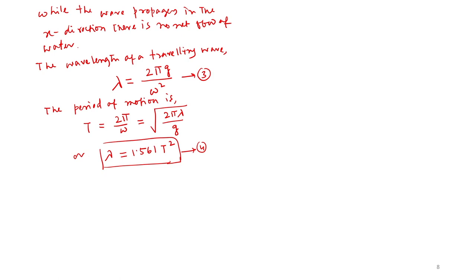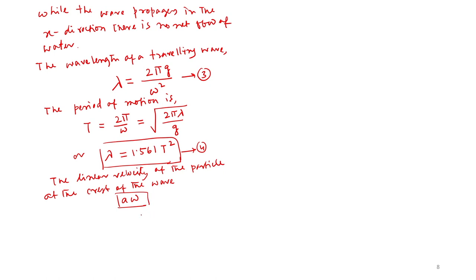And if we are interested to find out the linear velocity of the particle at the crest of the wave, it is nothing but Aω. This is the linear velocity, right? So this may be V.